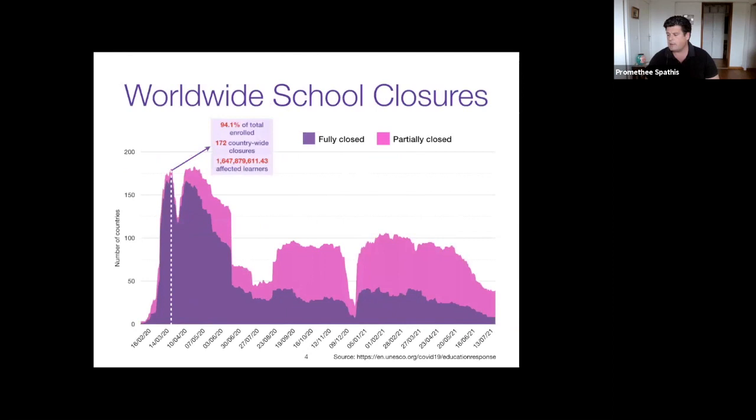Before I jump into the subject, as you may know, we have all been through these last two years. Here is some interesting data from UNESCO, which lists the countries across the world and how many learners are affected by closures in those countries. The first response to COVID in education was to fully close most schools and universities. By the end of April 2020, about 94% of all learners across the world were affected by a full closure. That's a total of 172 countries and almost 2 billion students. Those numbers were huge.